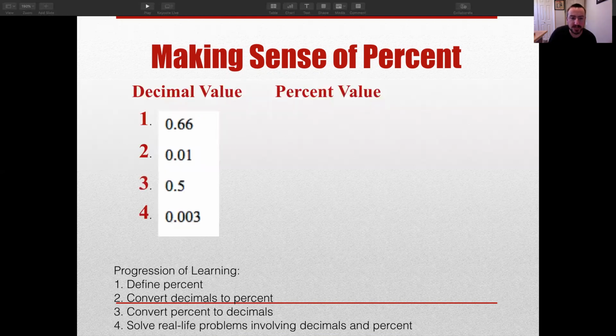Okay? So here are some decimal values that I'd like you to write down. And I want you to take the time to turn those into percents. So you can pause now and get started.